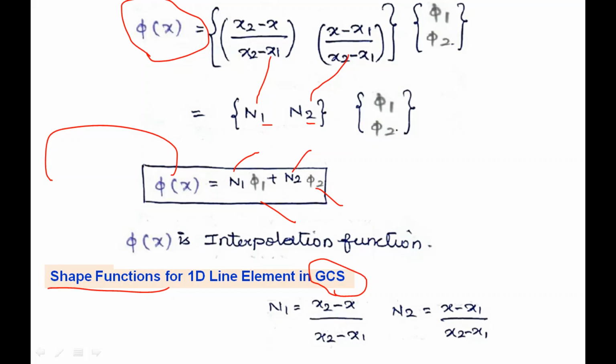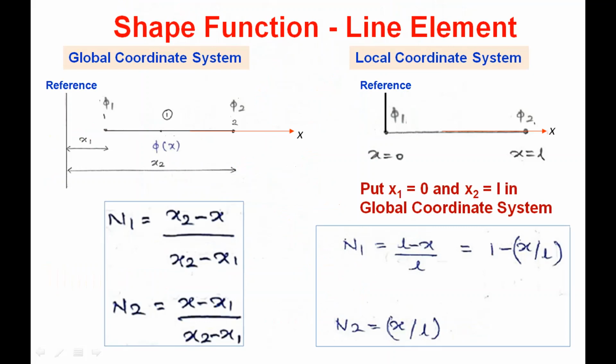So we will see what is local coordinate system and how to express this shape function n1 and n2 in terms of local coordinate system. Now you see the shape function of one dimensional element. In terms of global coordinate system, we derived the expression for n1, which is x2 minus x divided by x2 minus x1. What is this x2 minus x1 in the denominator? It is nothing but the total length of the element. x2 minus x1 is length of the element. And in numerator we have x2 minus x for n1, and n2 it is x minus x1.